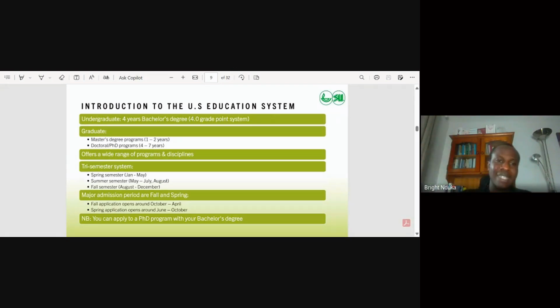So for the United States, we have 3 semesters, but for the United Kingdom, we have 2 semesters divided into 3 terms. Okay, so it is spring semester for the United States, January to May, summer semester, May to July, August, and then the fall semester, August to December. And for major admission periods, they are usually fall and spring. Okay, fall and spring.